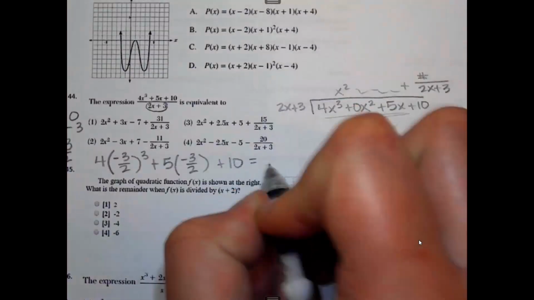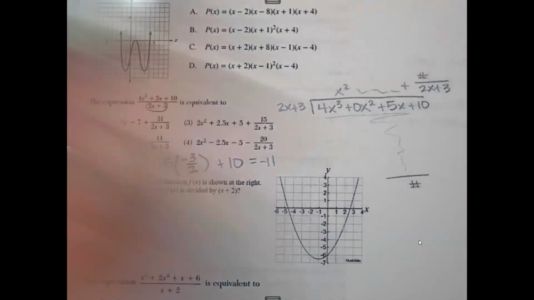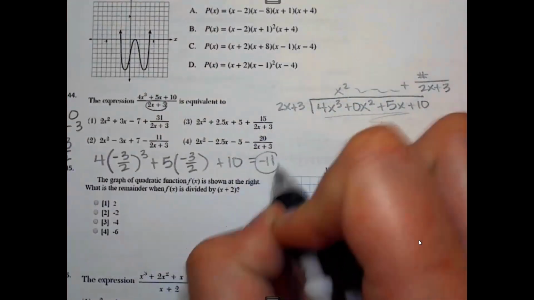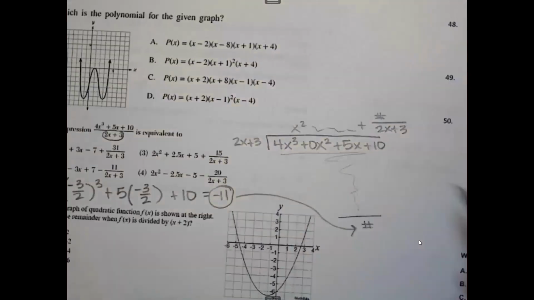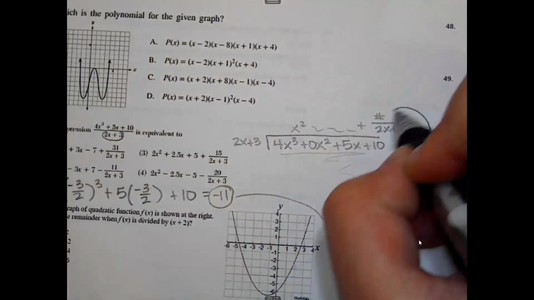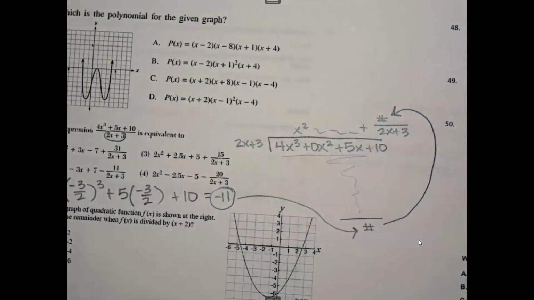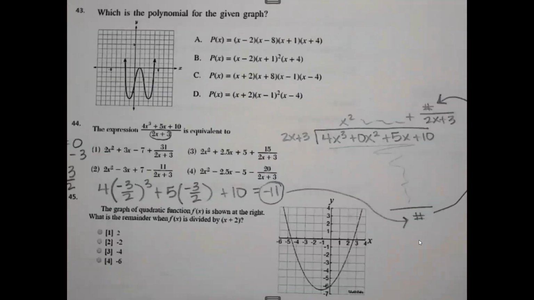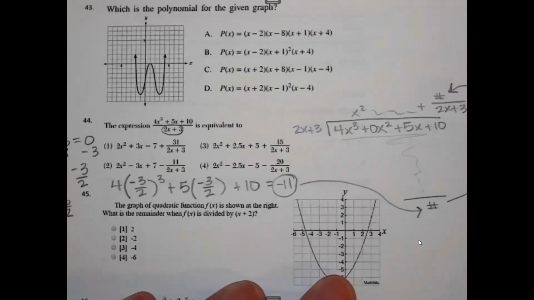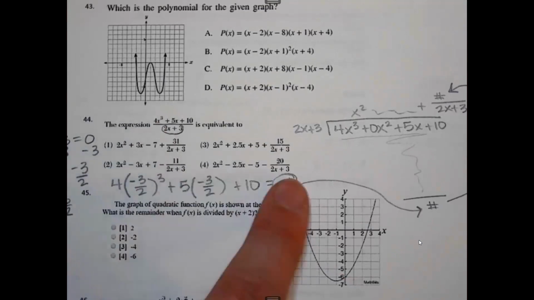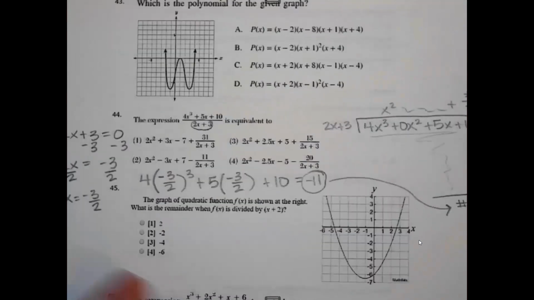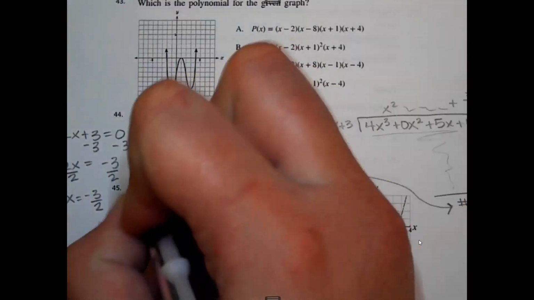So this is negative 11, which is the exact same number that I would have gotten down here, the exact same number that I would have gotten up there. This is the remainder theorem, if you guys remember that. So the nice trick about this is that if you look at the problem and all of your remainders are different, then you can look and say, oh, my answer's 2.